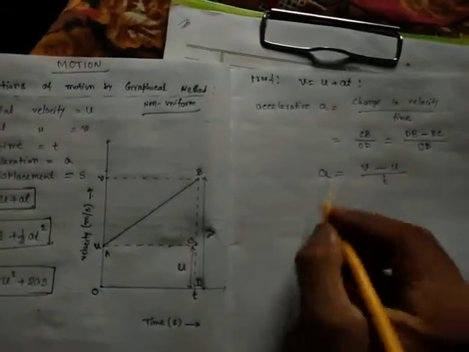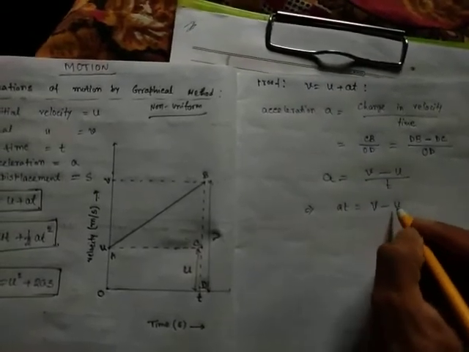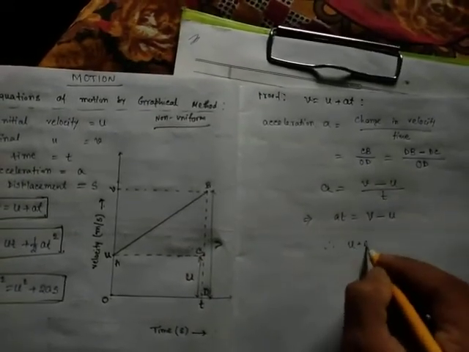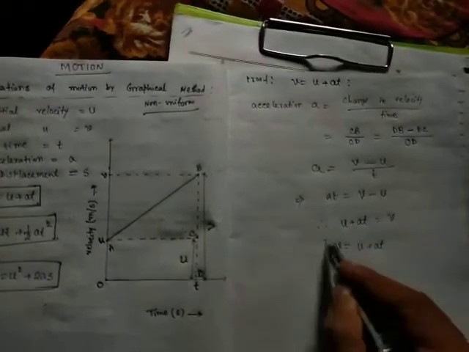Now multiplication: at is equal to V minus U. Acha, change the position of the U, then you will get u plus at is equal to v, or v is equal to u plus at. Proved. See, understood? This one is very easy.